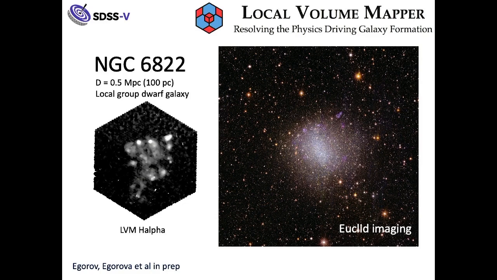And finally, we're going to cover a sample of sort of local group, local volume targets where you don't have to get very far away for our 40 arc-second spaxels to get to very large physical scales. But this can actually be very well matched to things like Euclid, where you get amazing detail on all of the stars in this galaxy and can map them to these ionized structures.